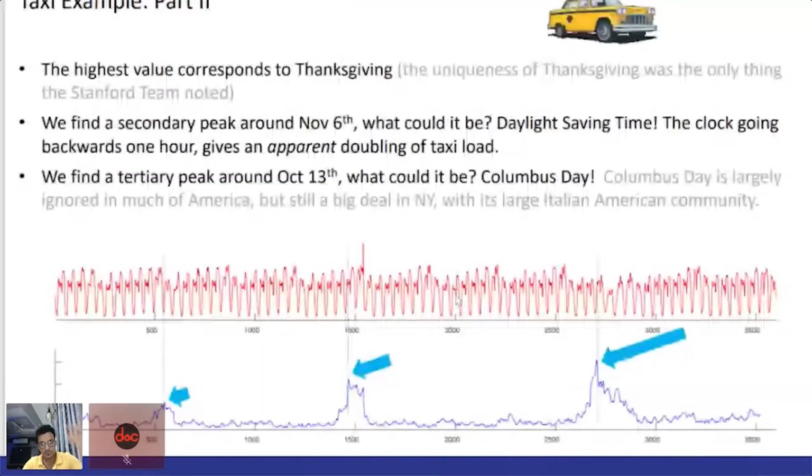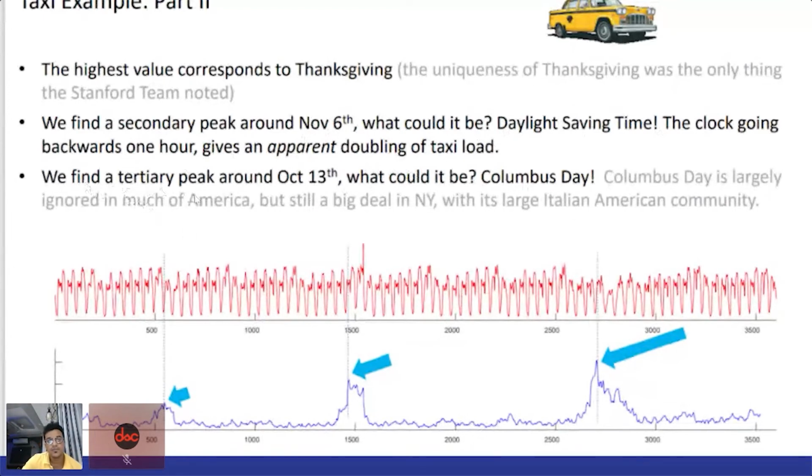Yeah, so that's one thing, which is there is a repetition in this pattern. So whenever there is a holiday, there is an increase in the number of rides, right? We find the secondary peak around November 6. What could it be? Daylight saving time. So the clock going backward 1 hour gives an apparent doubling of taxi load, right?